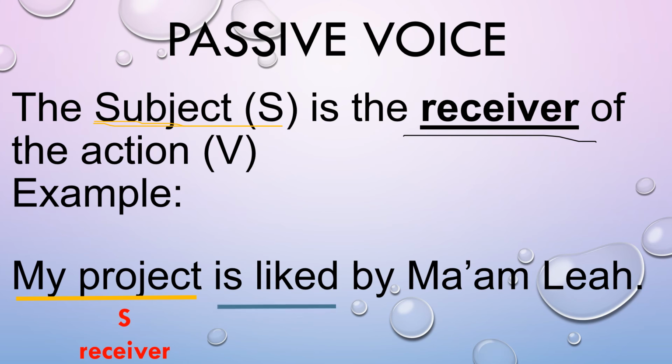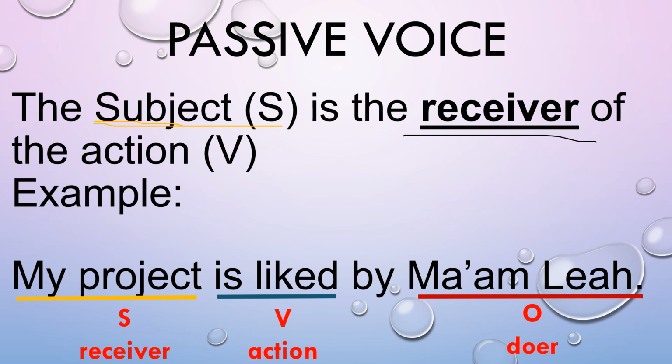Our verb or action word here is liked. And then the doer of the action, sino yung nag-perform ng action na like? Who liked the project? It's the same, it's Ma'am Leia. So here the doer of the action becomes the object. And the subject now is the receiver of the action. And again, the doer of the action is always introduced by the preposition by.